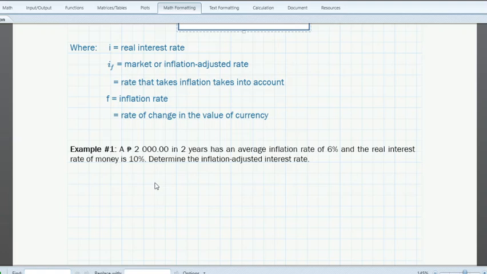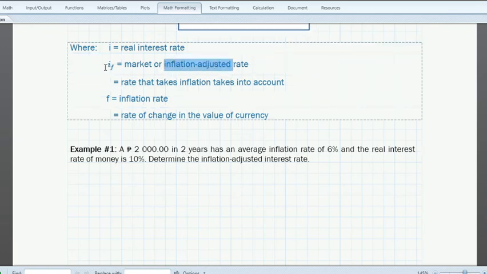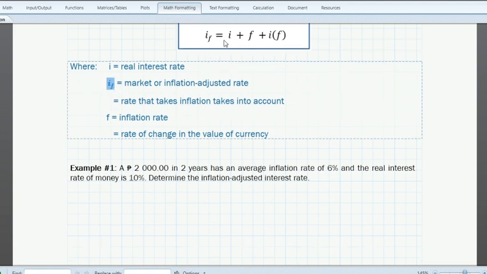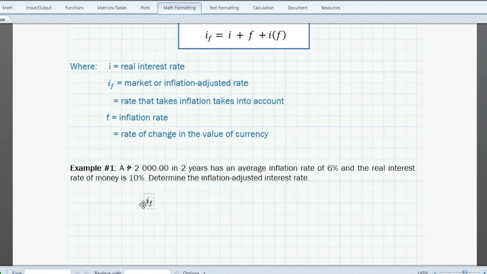Ano ba yung inflation-adjusted rate? Hanapin dito sa taas. The inflation-adjusted rate ay si i sub f. What is the formula again for the i sub f? This one. So let us copy the formula. We have i sub f is equal to the interest plus the average inflation plus the interest times the average inflation. Diba we have here naman sa problem yung interest rate natin at saka yung average inflation rate, tama?